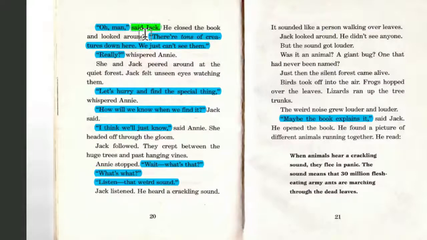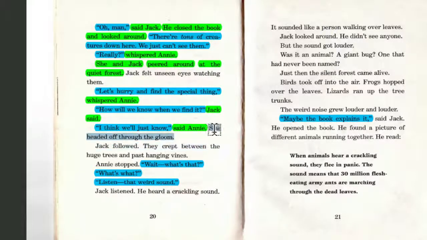Oh, I can't get this part. There we go. He closed the book, looked around. He peered around the forest. Jack felt unseen, so that's a feeling. Jack said. And he said.